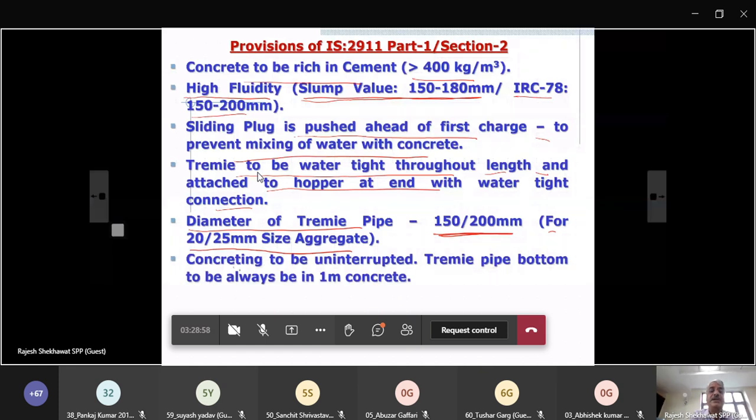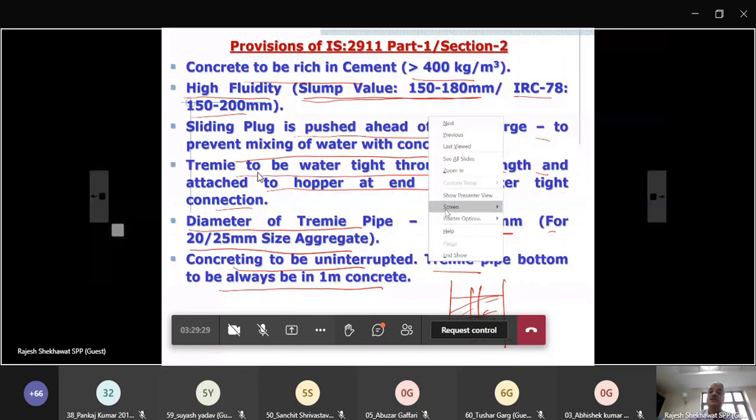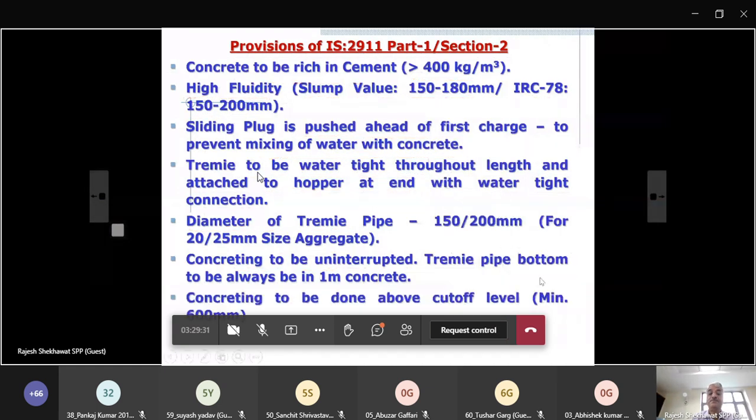And concreting should be uninterrupted, as I told you, and the tremie pipe bottom should always remain in concrete for 1 meter depth. 1 meter depth it must. So your first pour should be 1 meter plus something. Whatever was the gap between the bottom of the tremie, you keep some gap, otherwise concrete will not flow. If this is your bore and you keep the tremie pipe here, how will the concrete flow? So you keep the tremie pipe here, some 3-4 inch above. So this plus 1 meter. So your first pour height should be this. That's how your ball and those flaps take care of this.